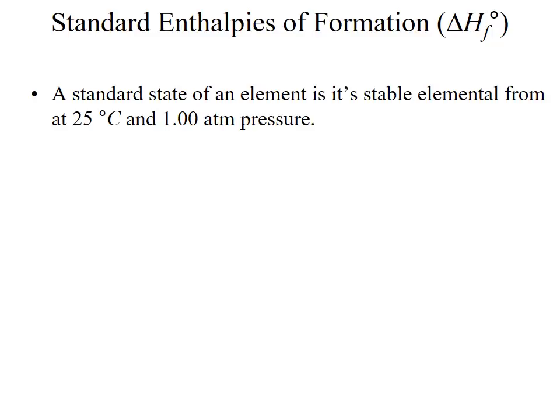Let's consider what a standard state is. The standard state of an element is its stable elemental form at 25 degrees Celsius and 1 atmosphere pressure. This temperature is approximately room temperature, and the pressure is approximately atmospheric pressure. It's the atmospheric pressure at the sea level. This condition is referred to as a standard condition.